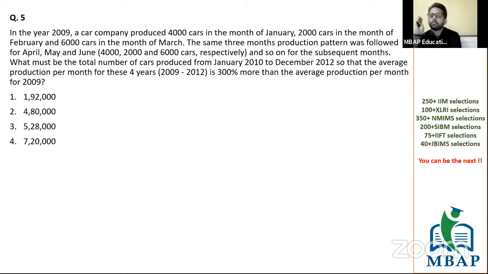This is a simple question of percentages. Arithmetic questions, you will never ever skip. I repeat, arithmetic questions, you will never ever skip. This is a very straightforward question which they had given you. Equalizing the average production for the 1 year with the total production for the 4 year. If you make 3 equations, very well, you'll be able to solve this question.